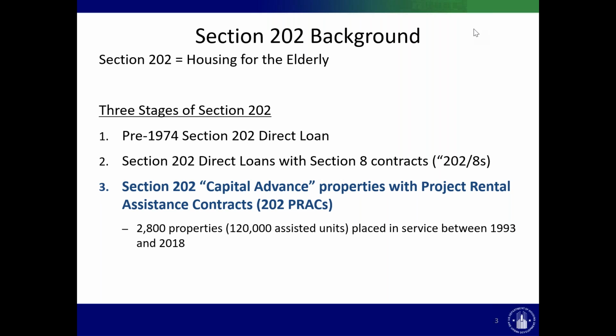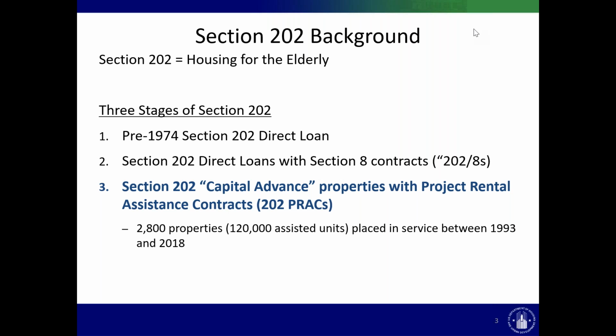There's the pre-1974 202s, where HUD provided direct loans with no rental assistance. Between 1974 and the early 90s, HUD provided direct loans with new Section 8 contracts. Those are called 202-8s. And then since the early 90s, HUD replaced that model, providing 202 capital advance, almost like grants to properties, along with project rental assistance contracts, or PRACs. We call these 202 PRACs.